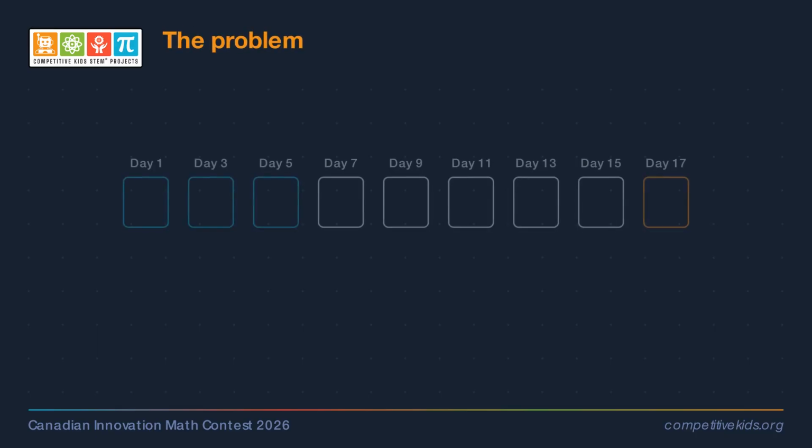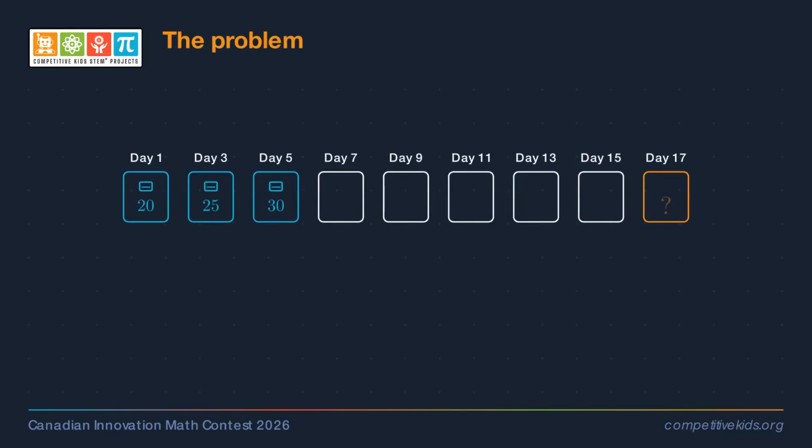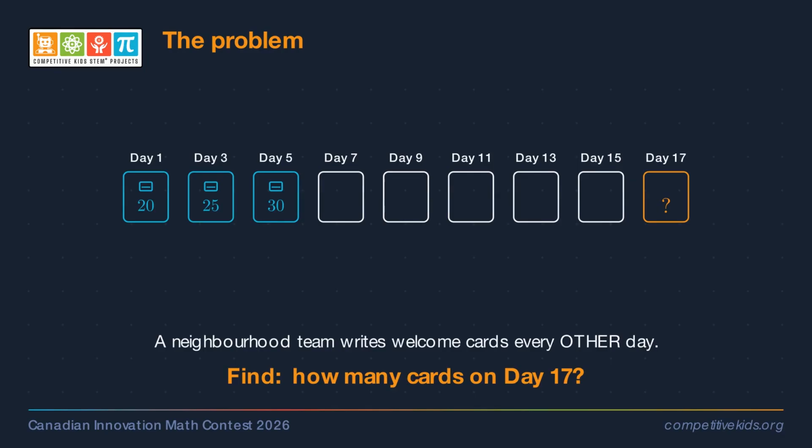Here's a counting problem with a tiny twist. A neighborhood team writes welcome cards for new families, but only every other day. On day 1, they write 20 cards. On day 3, they write 25. On day 5, they write 30. The pattern keeps going. How many cards will they write on day 17?